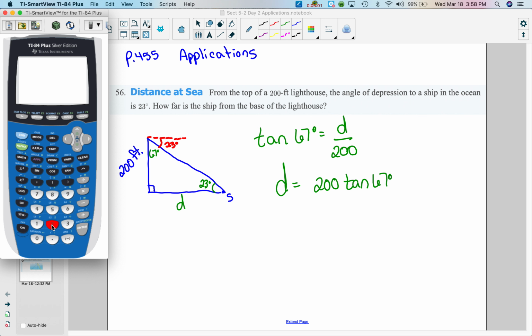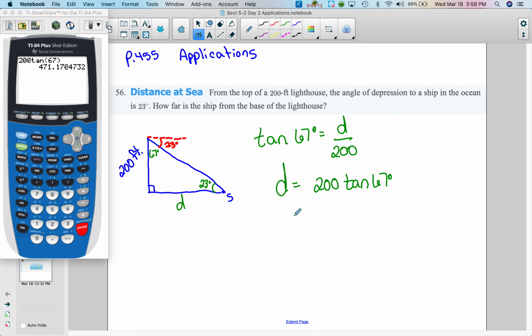So now we can do 200 times tangent 67, and we get that D is approximately, I'm not told what to round to, so I'm just going to say 471.2, and that would be feet. Make sure you use units when we're dealing with these application problems.